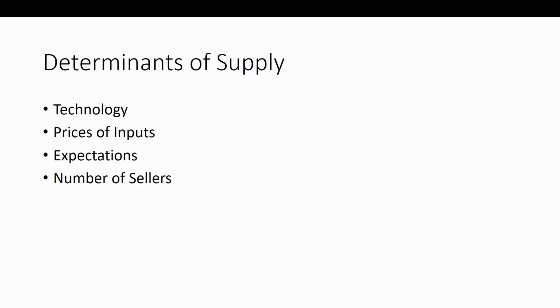To recap, our determinants of supply are technology, prices of inputs, expectations, and number of sellers.